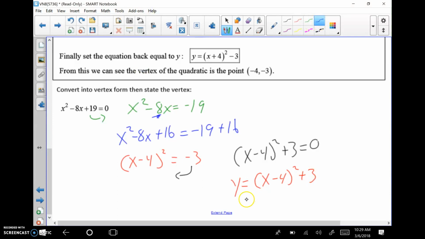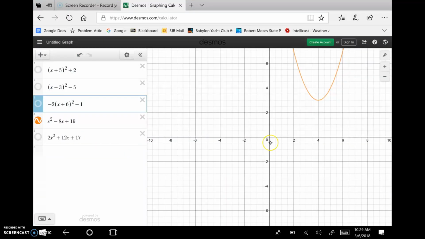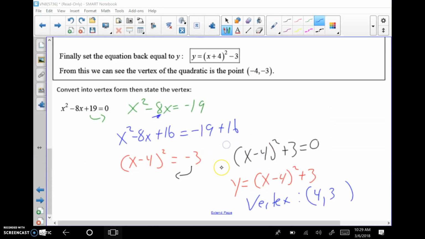And then you can look at this and say, all right, what's the vertex? Well, the vertex is the opposite sign we see inside. So that negative 4 is really a positive 4. And the true sign outside. So 4, 3. And what did we say we thought the vertex was? 4, 3. So that's what we're doing here, is being able to get it into vertex form. Remember, this is also like a transformation form. Like that minus 4 means right 4.